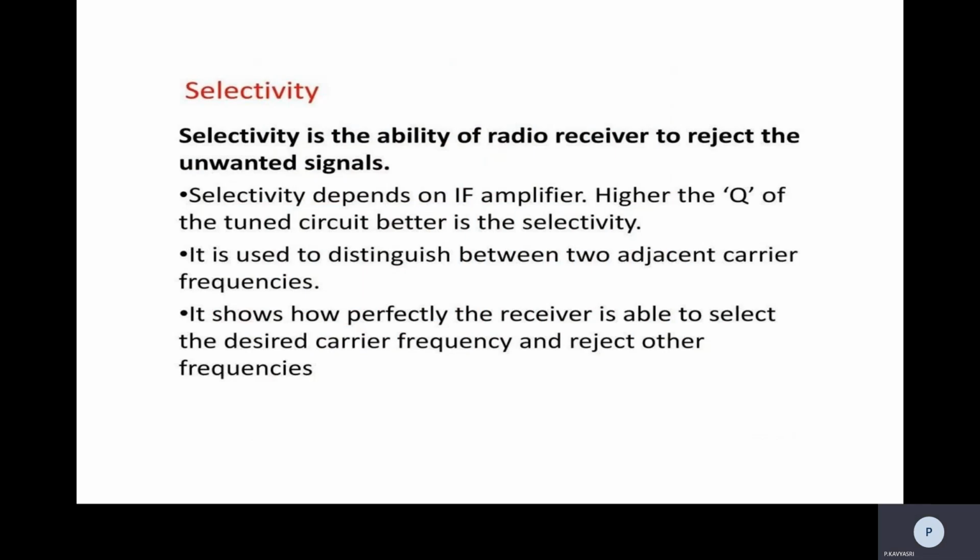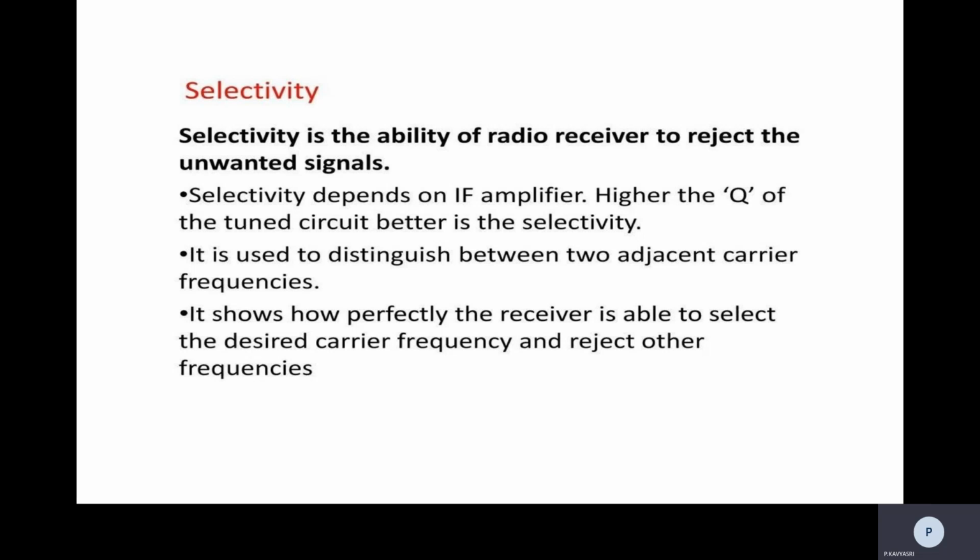Next we have selectivity. Selectivity means the ability of a receiver to reject the unwanted signal and to select the desired signal. The name says selectivity. The selectivity depends upon the IF amplifier. If it has a high Q value, it has high selectivity; if the Q value is high, then selectivity is high, and if the Q value is low, then the selectivity is also low.